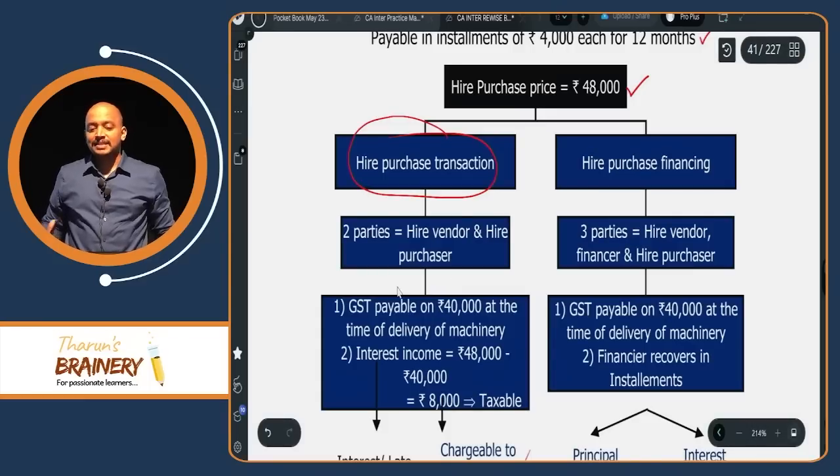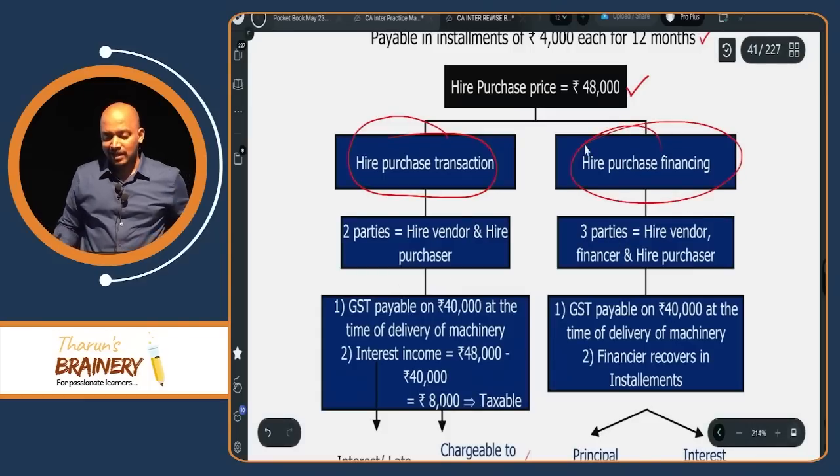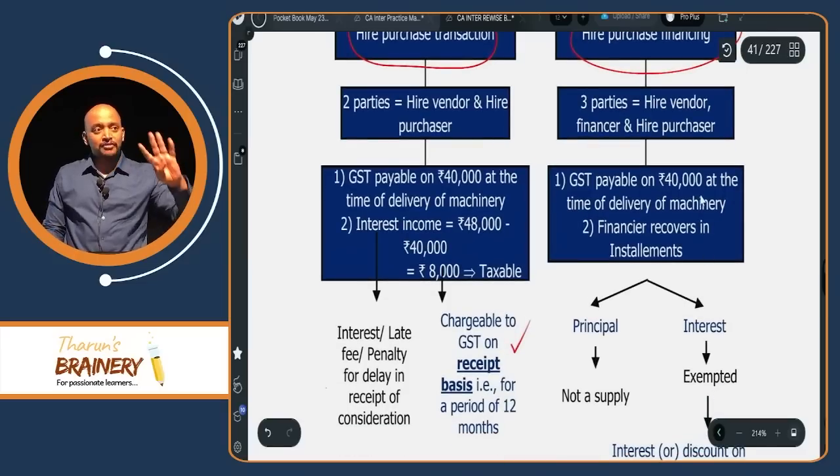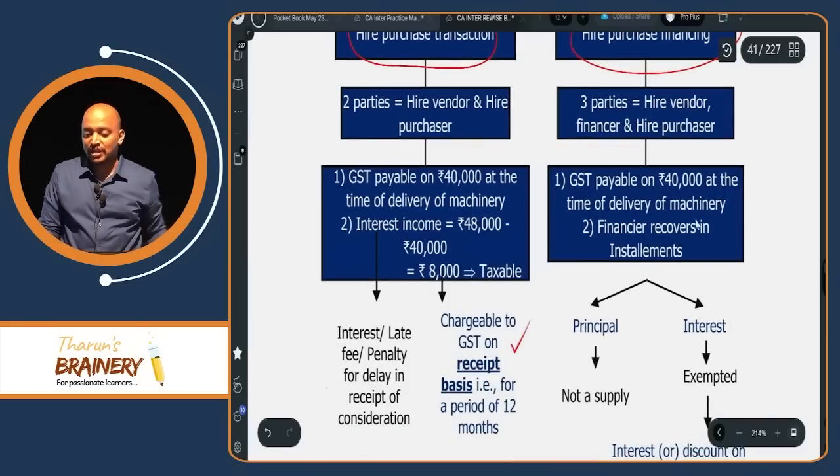Then hire purchase financing. In that, 3 parties are there. And GST is payable on 40,000 at the time of delivery of machinery. The financier recovers installments.